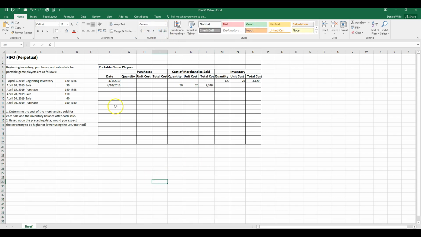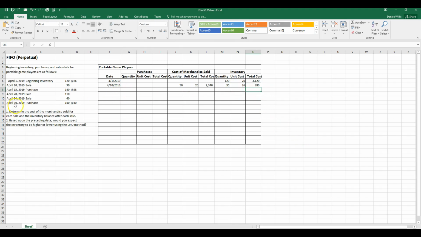Now, after we handle this sale, we need to update our inventory. We had 120 units. We just sold 90. So how many do we have left? 120 minus 90 is 30. How much did each individual item cost us? Well, they cost us $26. We're getting that from right here. So what's the remaining inventory valued at? The 30 remaining items times the 26 has a value of $780.